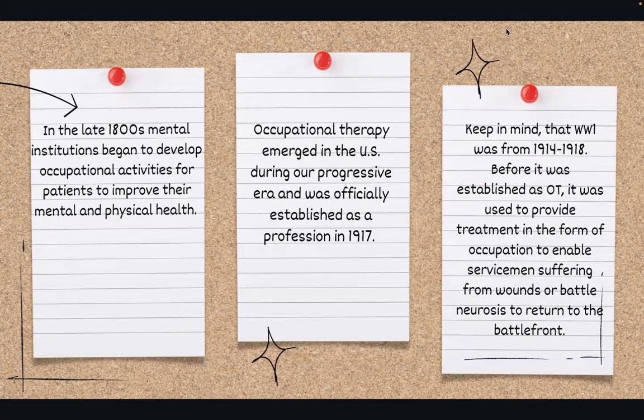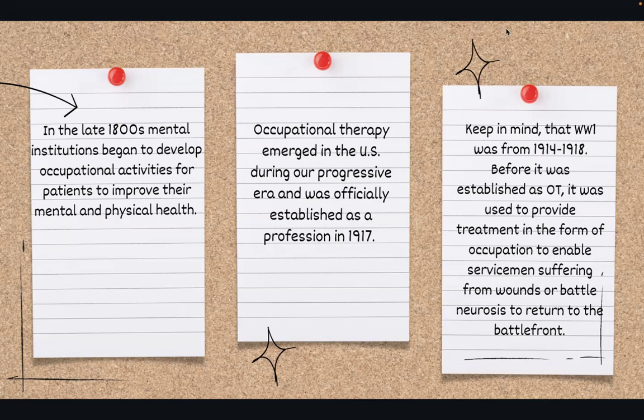The history of OT is really important for you to understand the importance of Eleanor Clarke Slagle and what she did for our profession. In the late 1800s, mental institutions began to develop occupational activities for their patients. It was actually proven to improve their mental and physical health.